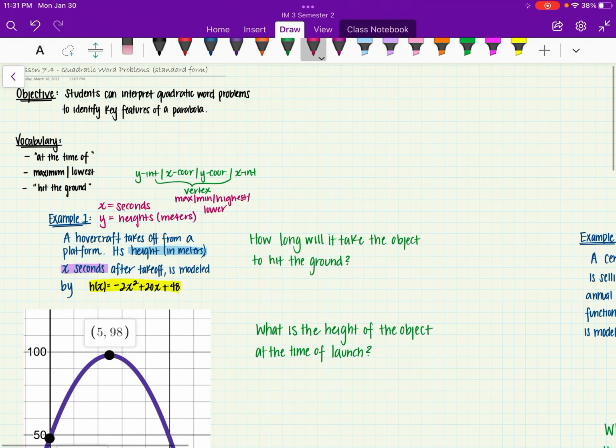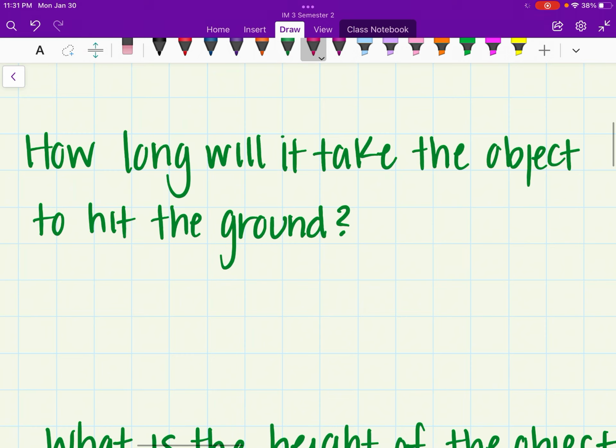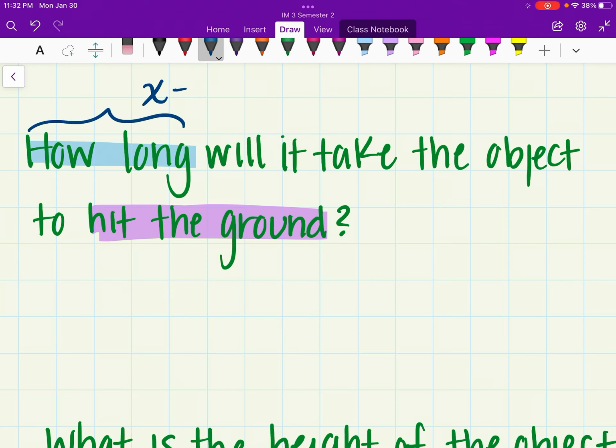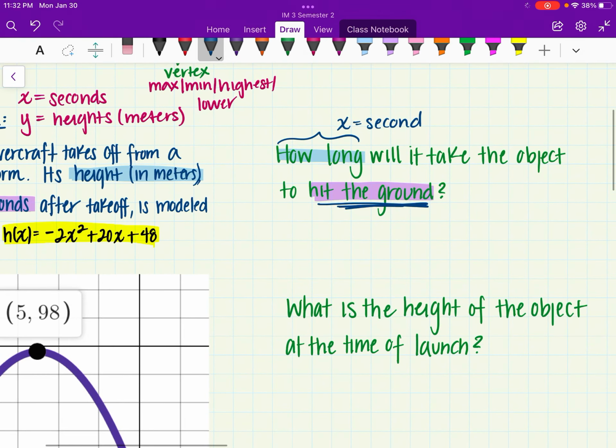Now, we could actually find our answers in the graph, but let's take a look at this first question. It says, how long will it take the object to hit the ground? A few keywords I want to highlight. It says how long. It also mentions hit the ground. Now, how long is either going to be referring to seconds or to height. This actually does refer to x, which is seconds. We want to see how long it takes for the object to reach the ground.